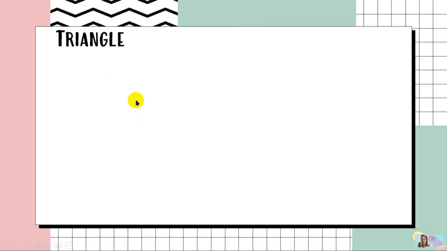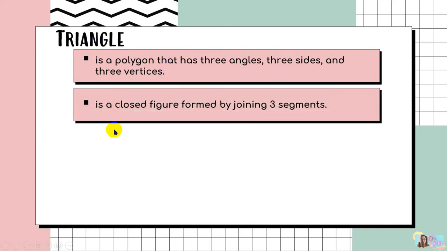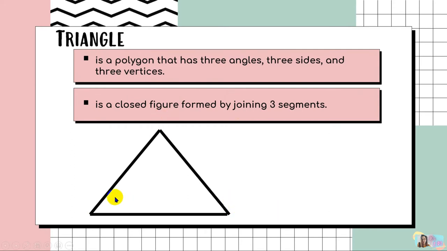I know you are familiar with the definition of a triangle. The first one here is that it is a polygon that has three angles, three sides, and three vertices. And this definition of triangle is also the first property of the triangle, okay? Another definition of a triangle is that it is a closed figure formed by joining three line segments. We know that: a triangle has three sides. It also has three points: point A, point B, and point C. Those are the vertices.